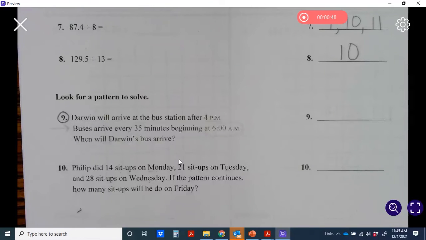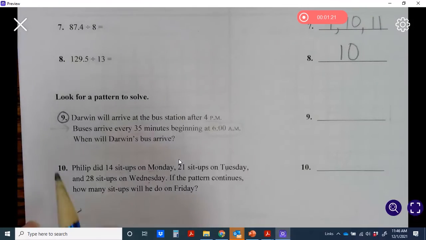All right, Darwin will arrive at the bus station after 4 p.m. Buses arrive every 35 minutes beginning at 6 a.m. When will Darwin's bus arrive? Okay, this is a complicated question. So again, when you have a question, don't assume that you're going to understand it the first time you read it. So read it again. Darwin will arrive at the bus station after 4 p.m. Buses arrive every 35 minutes beginning at 6 a.m. When will Darwin's bus arrive?